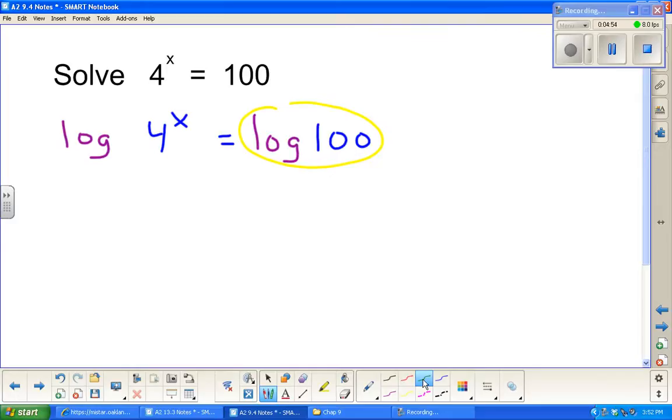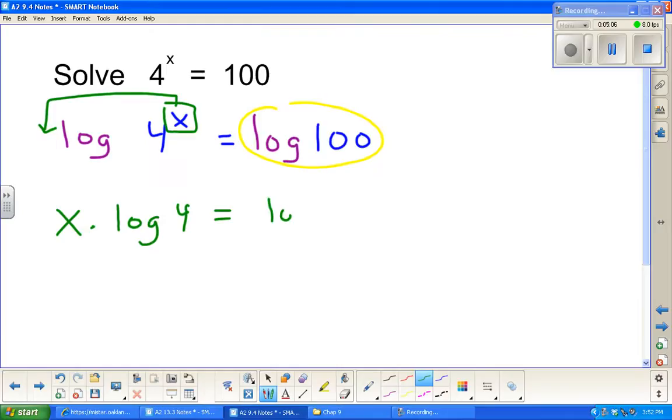Okay, let's use our little property here. Here's that property. We're taking a log and then it's to a power. So what we can do is bring this x out front and rewrite this as x times the log of 4 equals the log of 100.